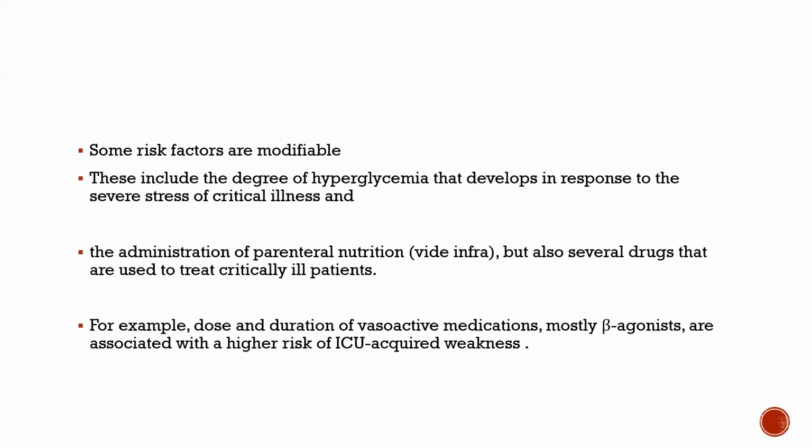Some risk factors are modifiable. These include the degree of hyperglycemia that develops in response to the severe stress of critical illness, the administration of parenteral nutrition, but also several drugs that are used to treat critically ill patients. For example, dose and duration of vasoactive medication, mostly beta agonists, are associated with a high risk of ICU-acquired weakness.